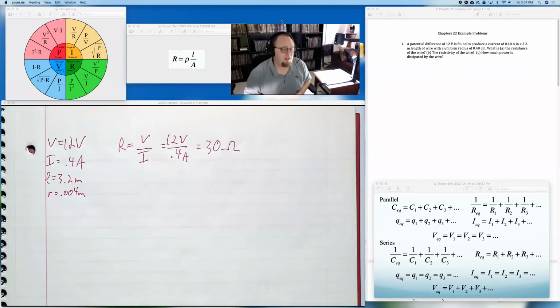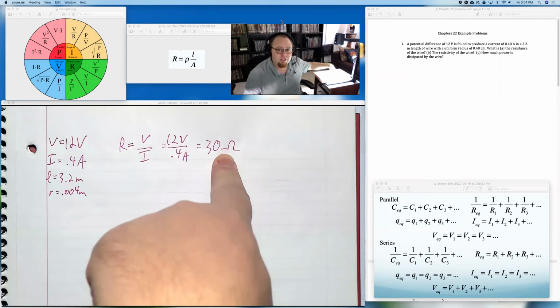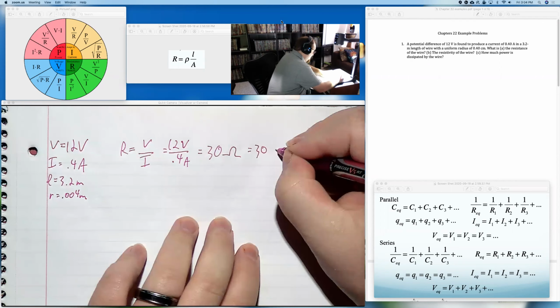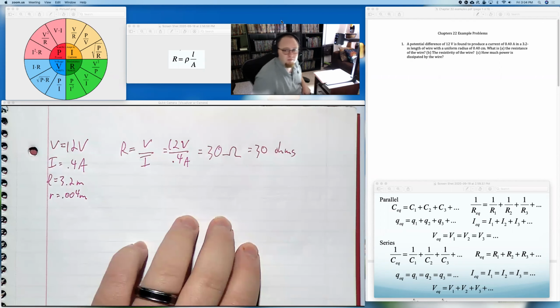Quick thing on this, nice and straightforward. On the homework, you will sometimes need to put ohms. If you know how to put a capital omega, that will work. If not, you can literally just type the word ohms.